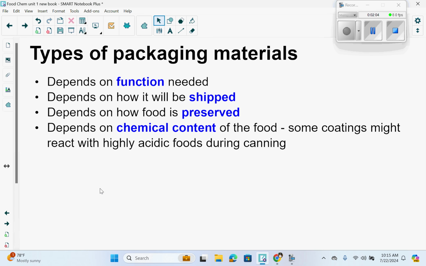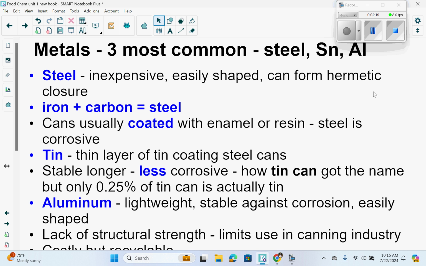Types of packaging materials. It depends on the function needed. It depends on how it will be shipped. Depends on how food is preserved. And it depends on the chemical content of the food. Some coatings might react with highly acidic foods during canning. So let's look at metals. The three most common are steel, tin, and aluminum.